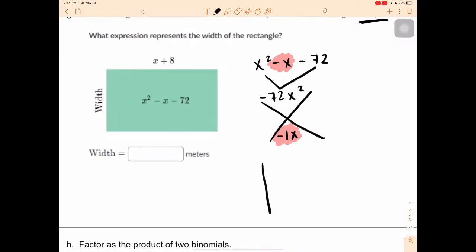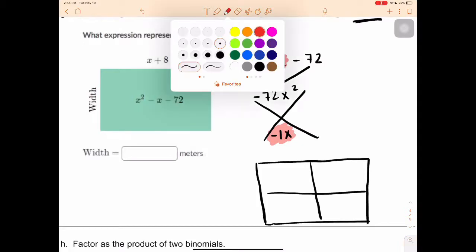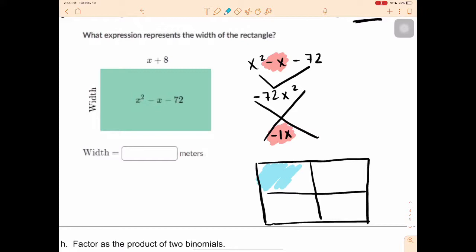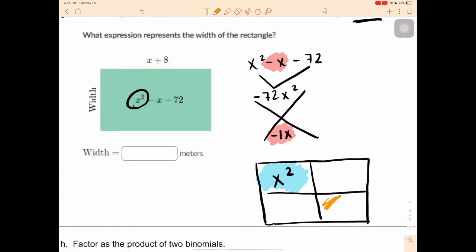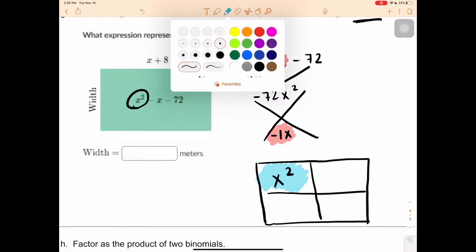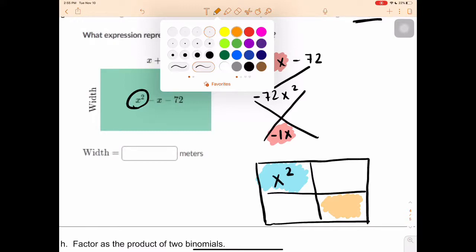So I'm going to go and set up a nice area model. Like so. Okay. So there were no GCFs here, by the way, so that's why we went straight into factoring like this. So here, the top left, again, is the ax squared term. So this one's going to be ax squared. In this case, it is the x squared all by itself. All right. And then the last one on the bottom right is your c term, which in this case is negative 72. Okay, so that's what goes here.